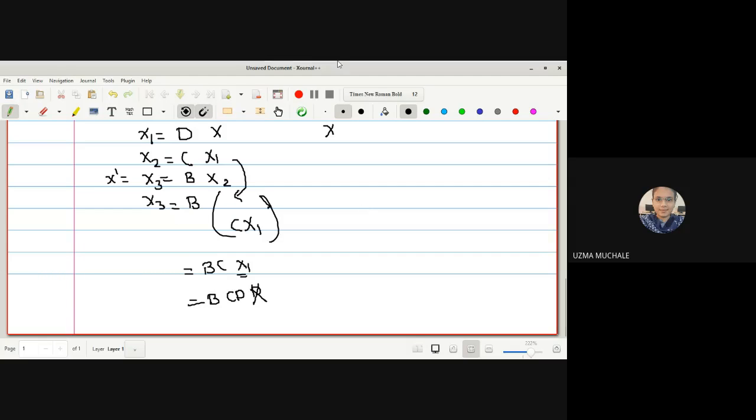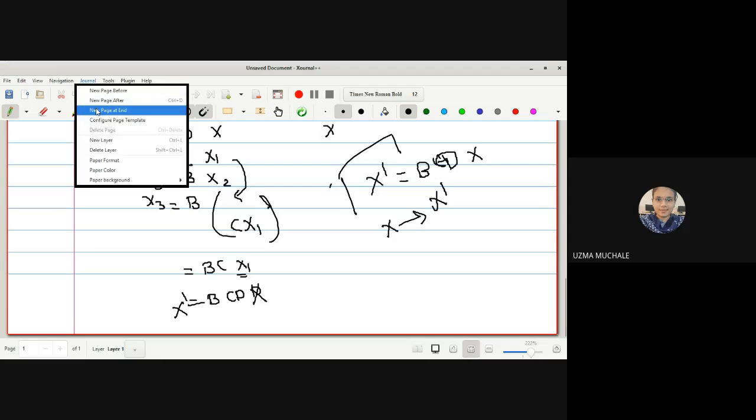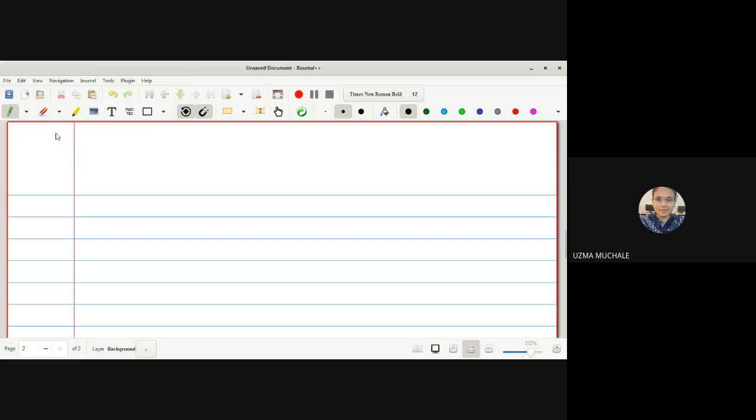And next, here we get x3 is nothing but x dash, and hence we get x dash is equal to b c d into x. Okay. So here we got the transformation from x to x dash. Now simply we have to find out the multiplication of all these matrices, that is b into c into d. Okay, this was a question for you to solve.